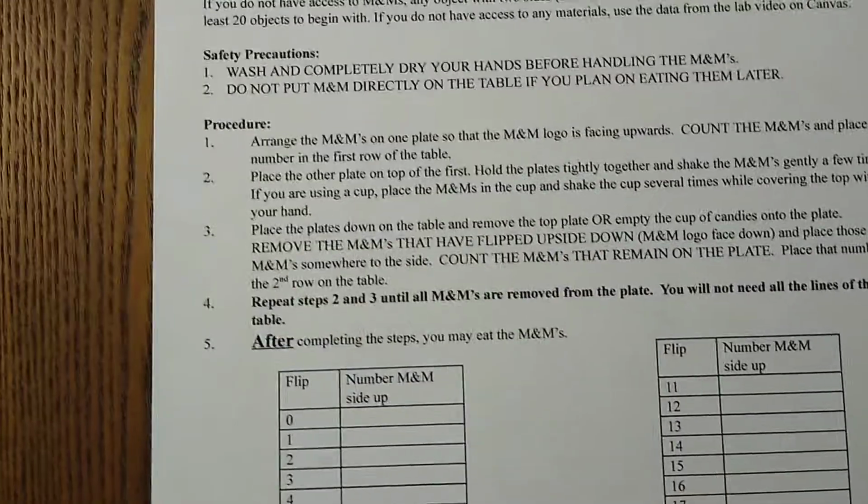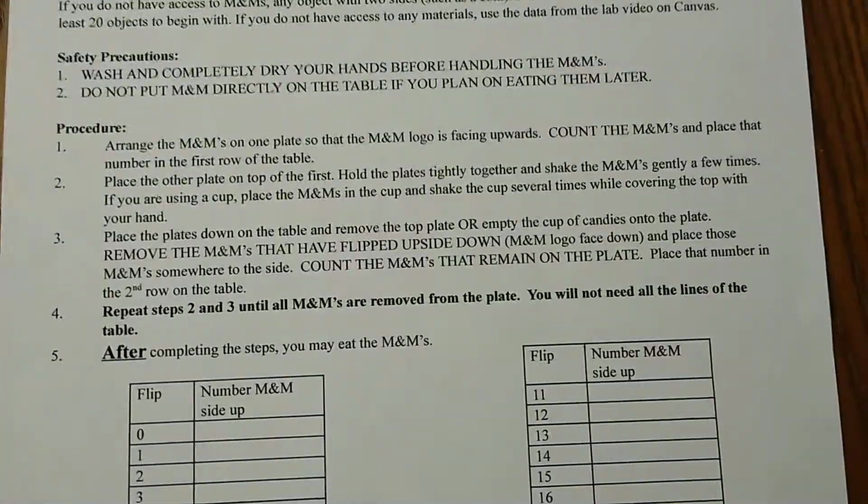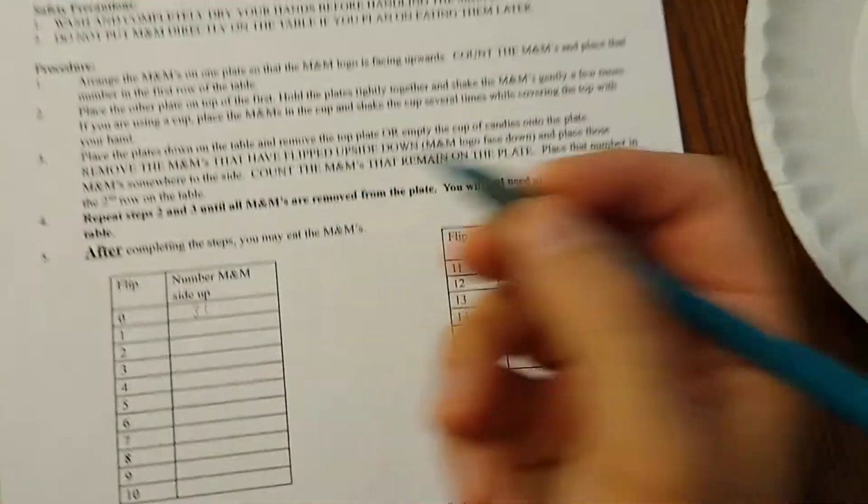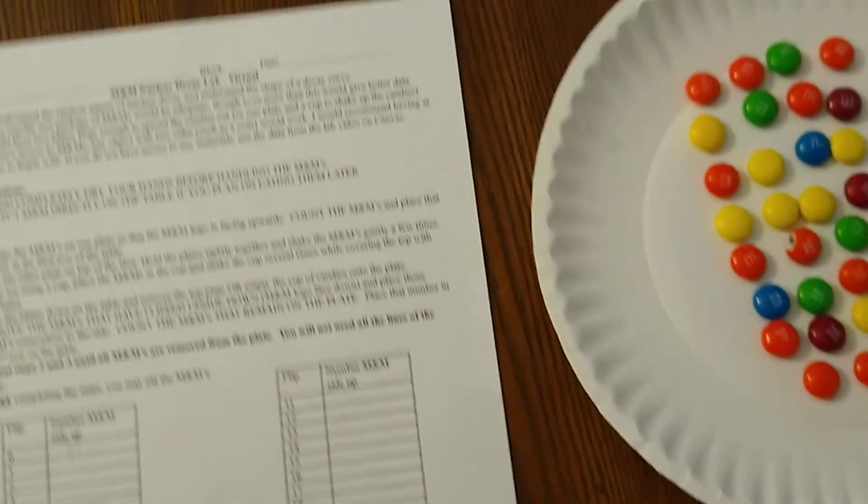So according to my directions, I am going to count the M&Ms and place that number in the first row. So flip 0 is going to be 31. In other words, that's my starting point.